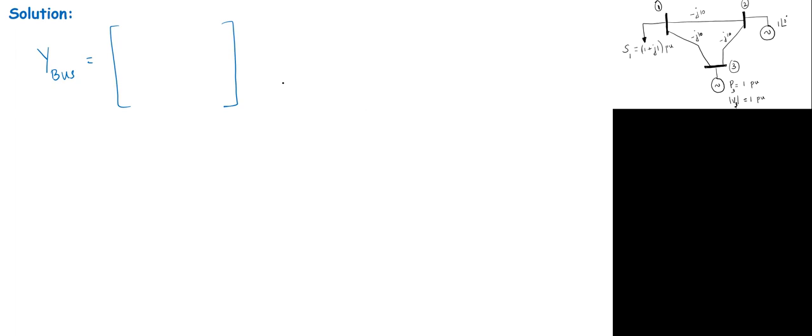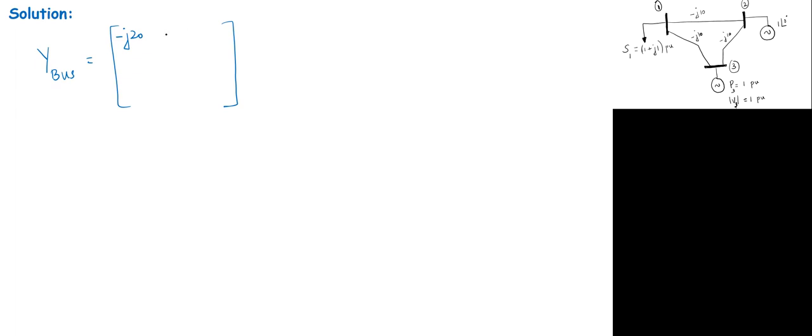Now, the self admittance at bus one is obtained by adding together all the branch admittances connected to bus one. And in this case, it will be negative j20 because it is negative j10, which is the admittance between bus 1 and bus 2, and another negative j10 between bus 1 and bus 3. So if I sum all the branch admittances connected to bus 1, we get negative j20. Okay, so this is the self admittance of bus 1. It is obtained by adding together all the branch admittances connected to bus 1.